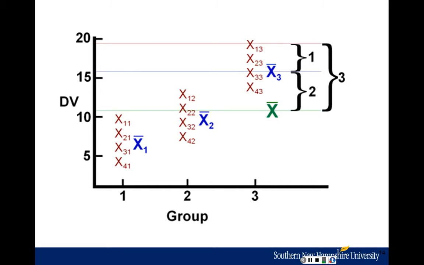You also can, because these are 3 samples from the same population, calculate an overall mean of the whole group. So take all 12 people, calculate an overall mean. That number is the green X with a line on top. That's the symbol for a mean. So that's the overall mean. You have each group mean, but you also have variability within each group.